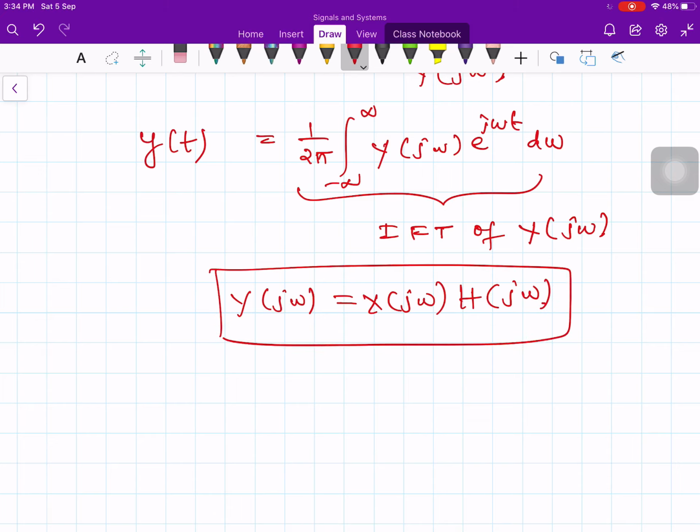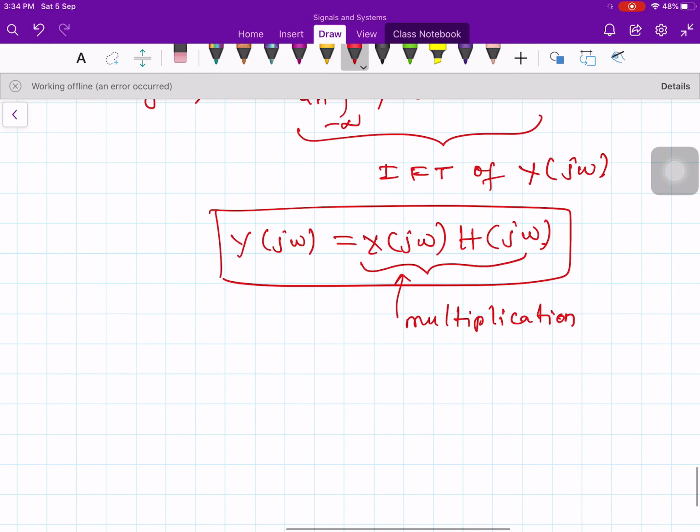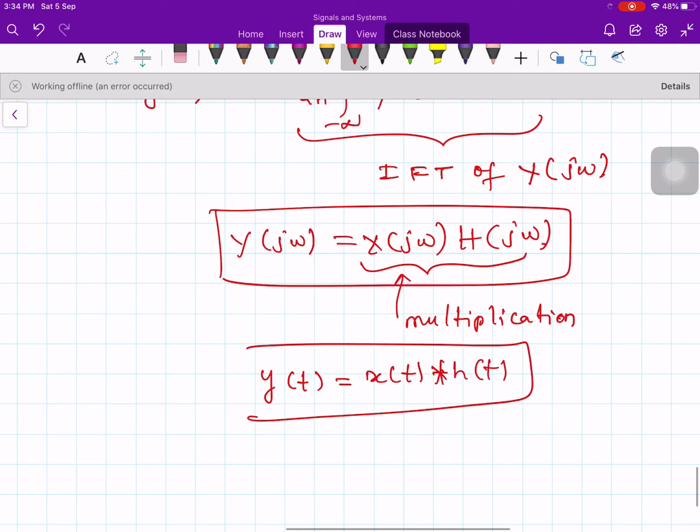That means what? In the frequency domain, as in one of the previous lectures where we have seen this property, it is purely multiplication. If it is multiplication, then what is the corresponding operation in the time domain? It is y of t equal to x of t convolved with h of t. So, it agrees with the property that we have.